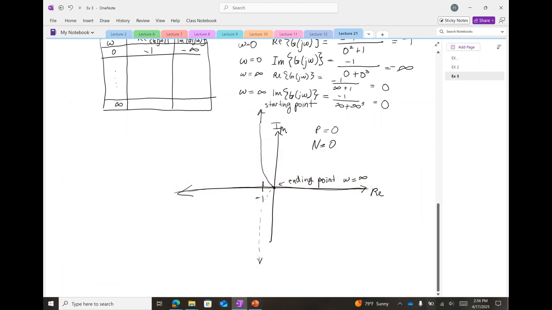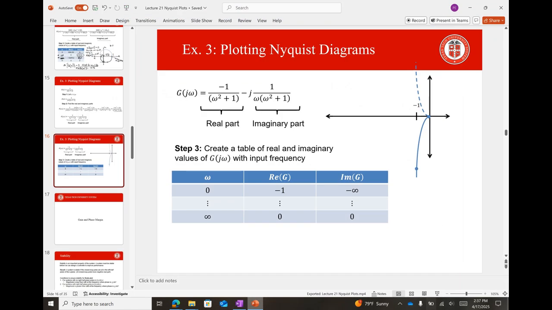Oh, and I'm sorry, it seems like I reversed this. This should have been -infinity. So actually, -infinity is down this way, isn't it? So this would be reflecting this way. Okay, anyways. It's just a simple reversal of sign here, but it really doesn't make a difference because we reflect across the real axis, and that's why we get the same kind of thing. Anyway, this is how we will plot the Nyquist diagram.